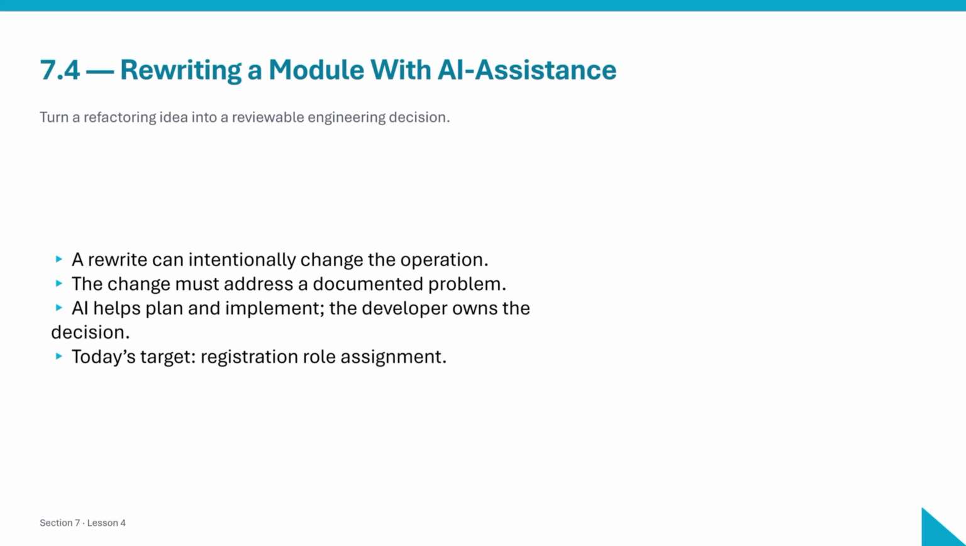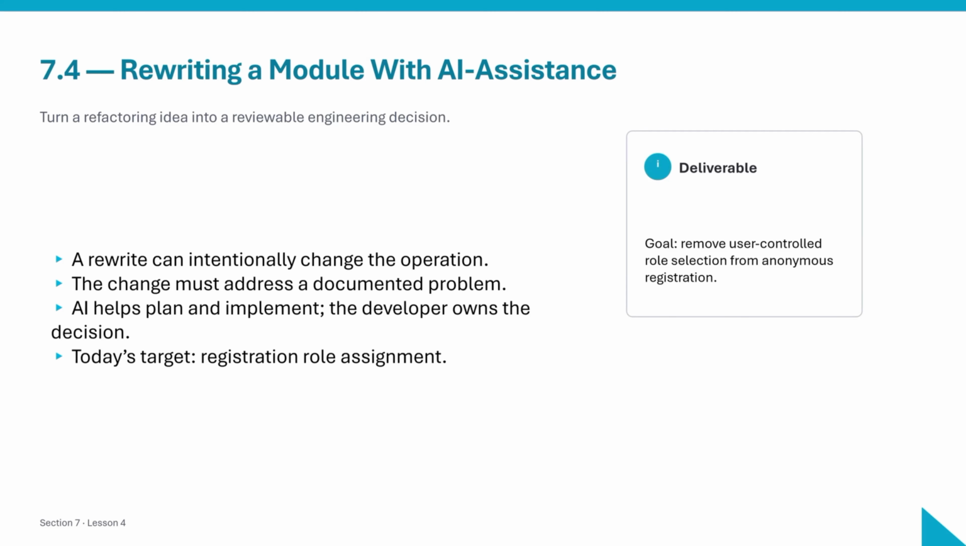So our target for our rewrite is the registration role assignment. This means that we're going to address the issue of having the user-controlled role selection, and we're removing it from the anonymous registration form. So this is going to count as a rewrite because the user experience and several parts of the code will change. It's a simple enough change, but it's good enough for us to get the point about making sure that we have a documented problem, we plan with the AI, and then execute and make the final decision.